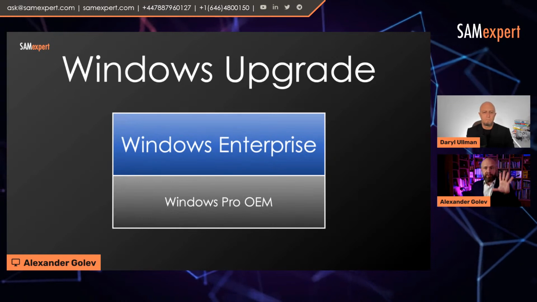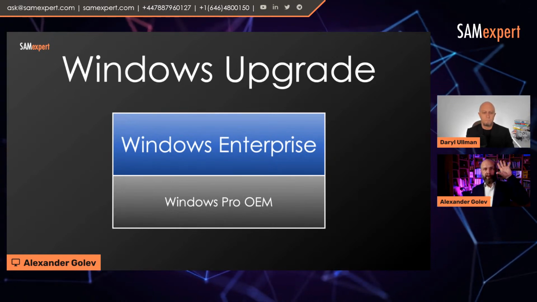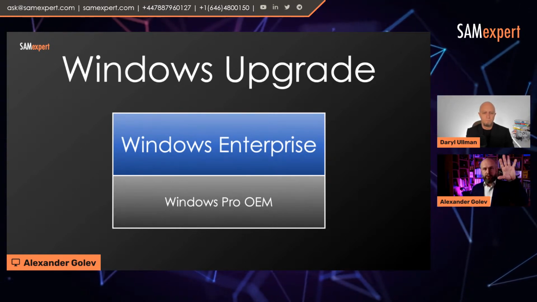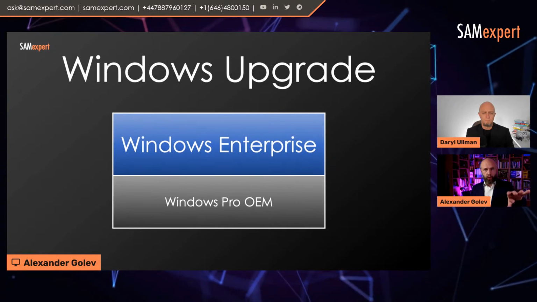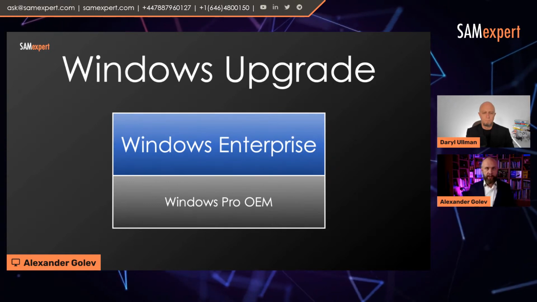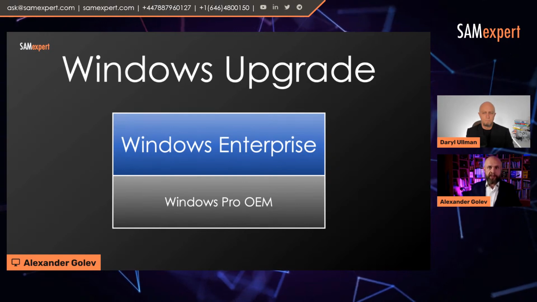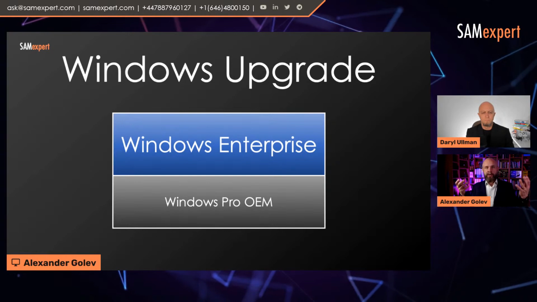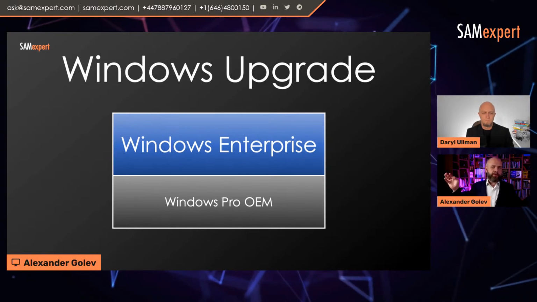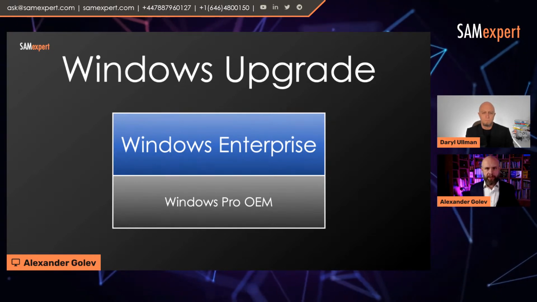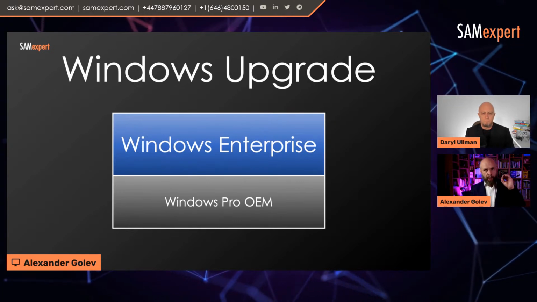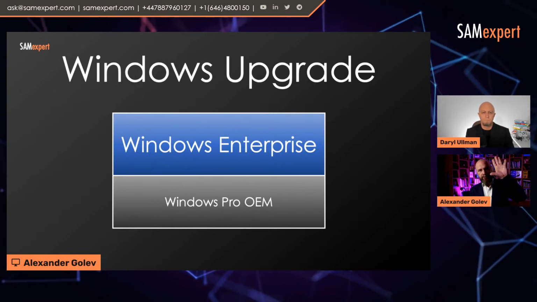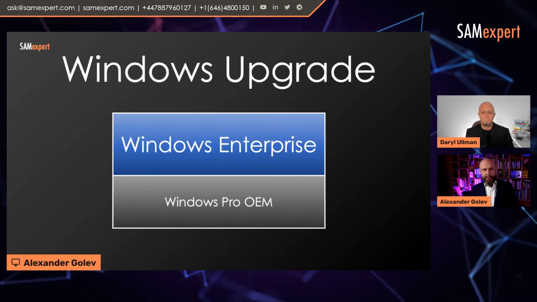So this is the typical configuration. This is what you're going to see in 99% of the cases. There's going to be Windows Pro OEM pre-installed, bought with the laptops or desktops, and Windows Enterprise that the company deployed because it needs Windows Enterprise advanced security, management, administration, and other desktop management features. That's how it's usually done. This slide is your typical representation of a typical customer.